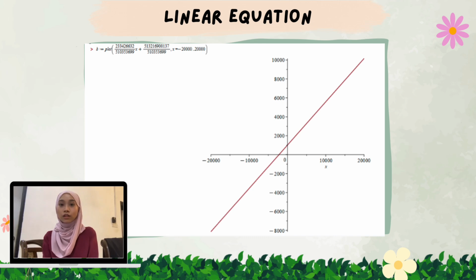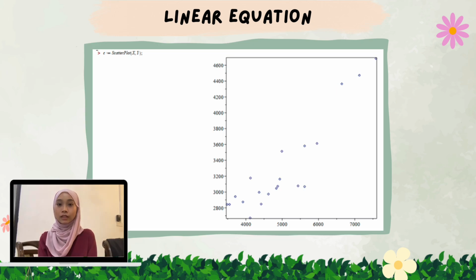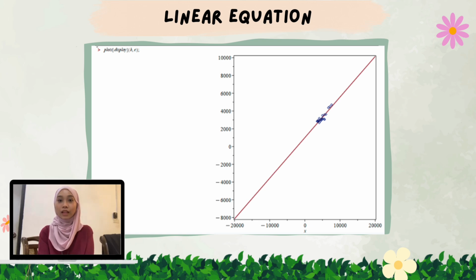This is a graph for the linear equation, where I got a straight line for this equation. This is a scatter plot for the linear equation. Lastly, this is the graph when I displayed the two of them in one graph.